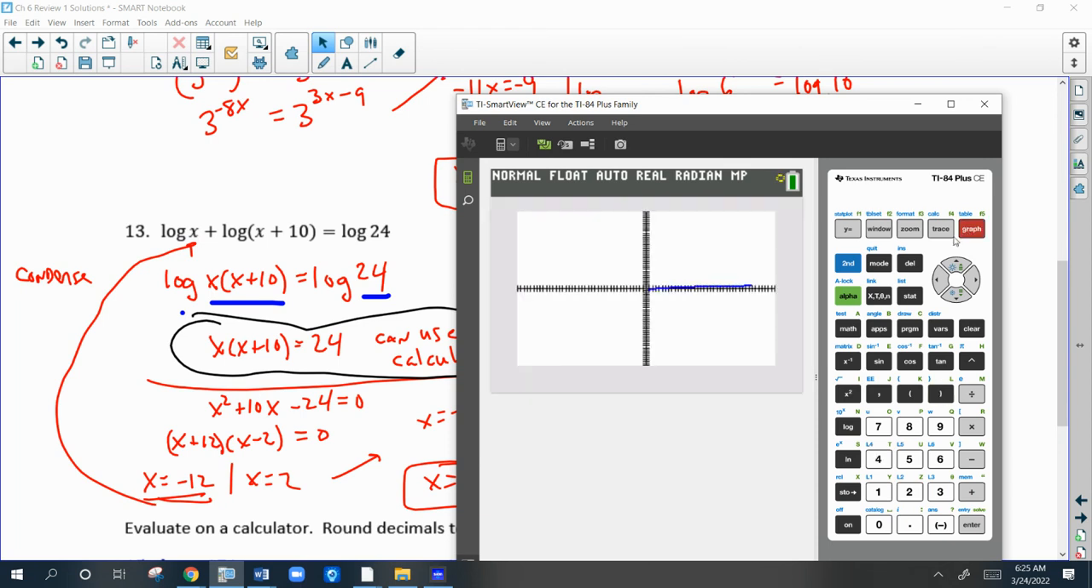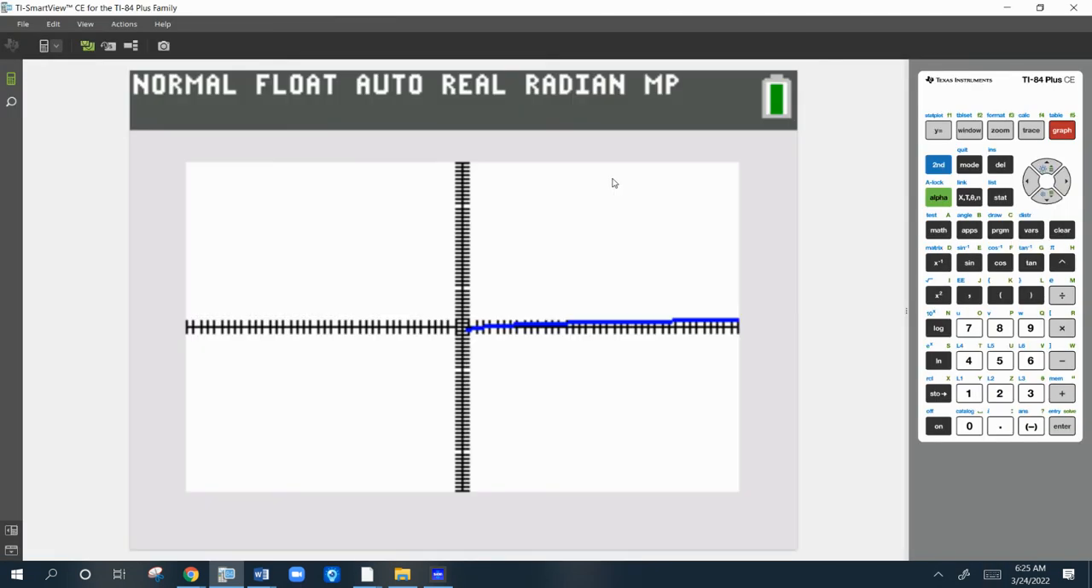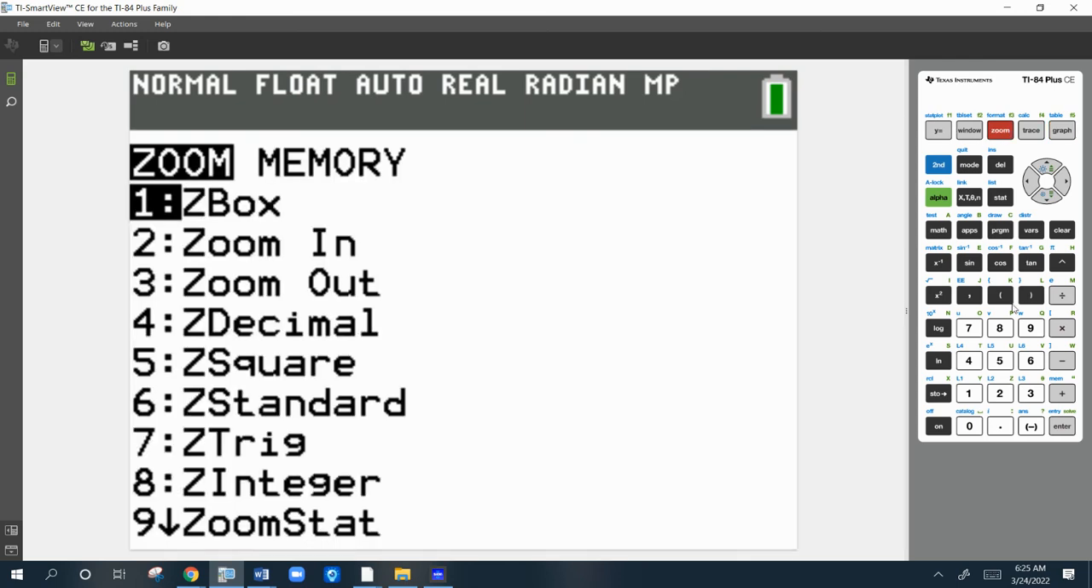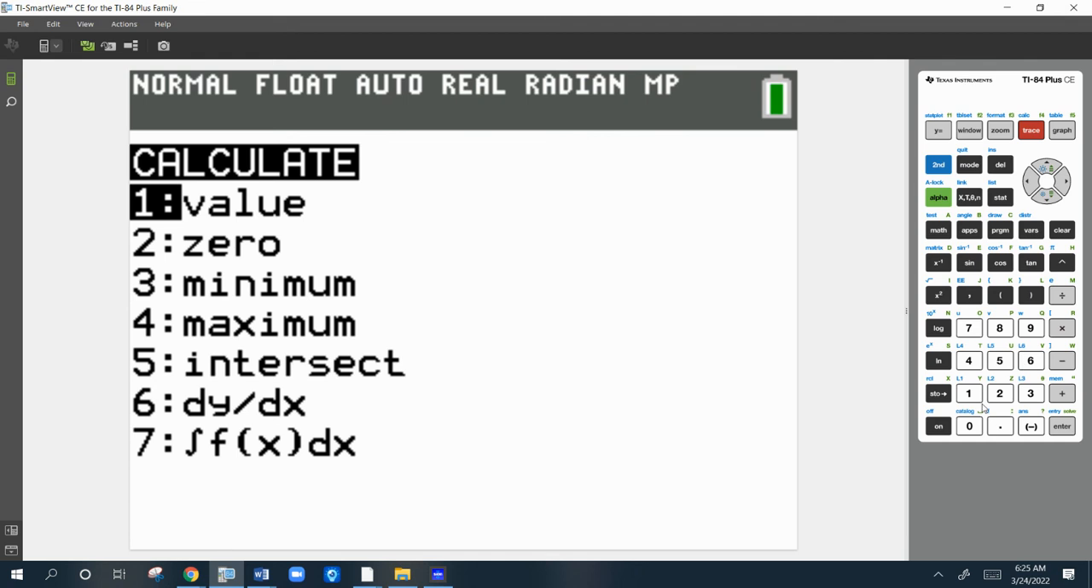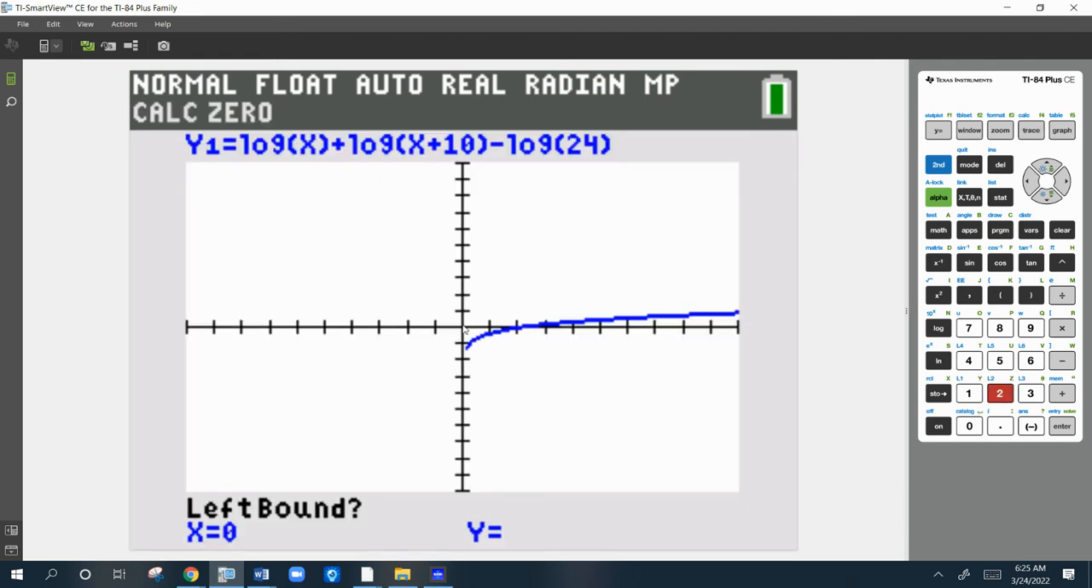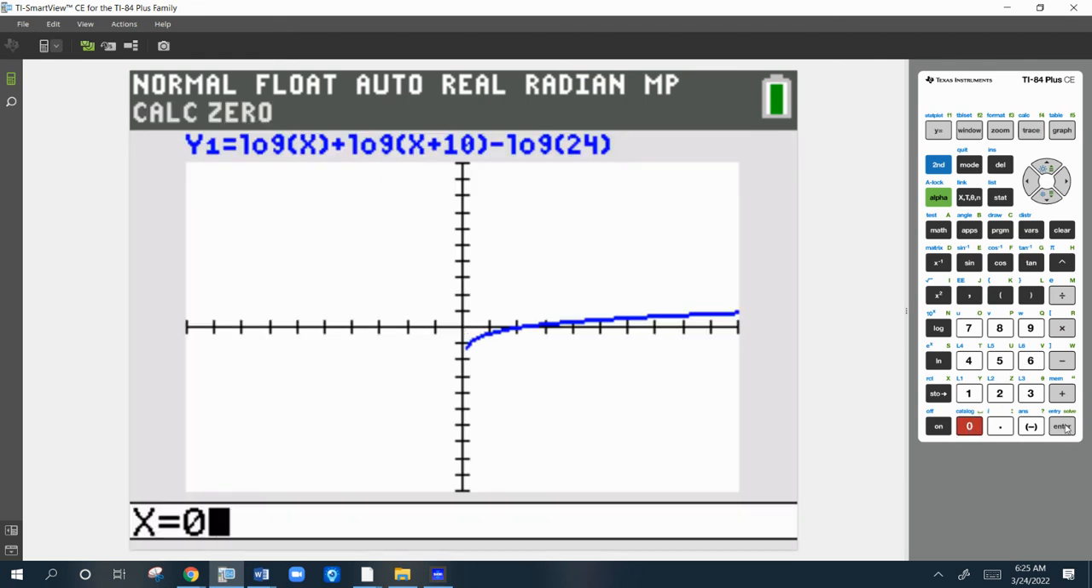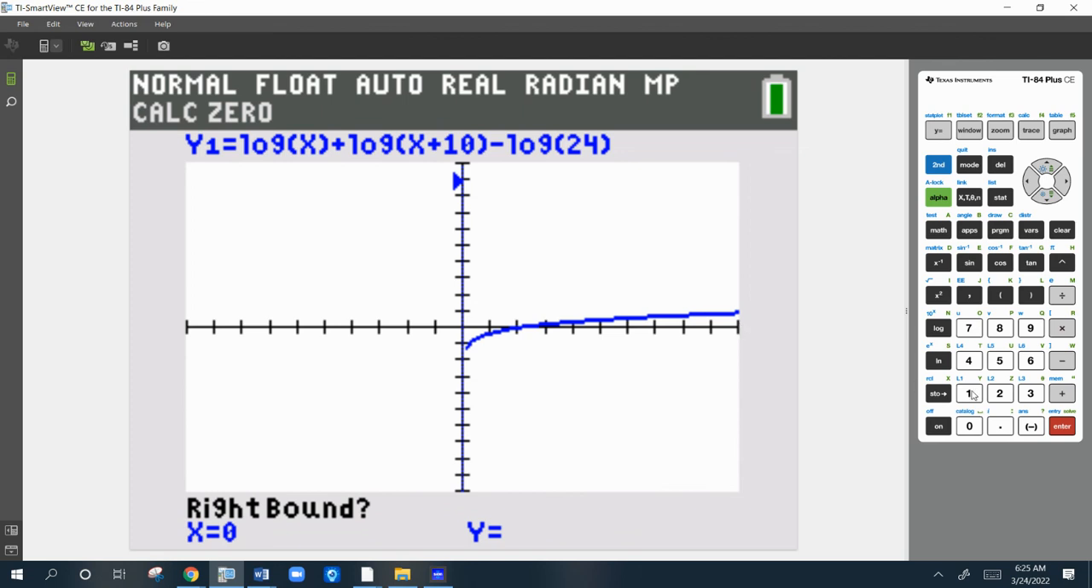Hit graph here. It's going to look like a very different graph. And you realize I did zoom out, so let me zoom back to standard. I'm going to hit zoom 6. That'll take me back to standard. And you can see it goes through 2, and not through negative 12, which it shouldn't. So the answer to this question is 2. Let me just make sure. Second calc 0. Left bound is 0. Right bound, I'll go all the way to 10. It doesn't matter as long as I'm to the left of it. Then enter for a guess. It gives me my answer is 2.